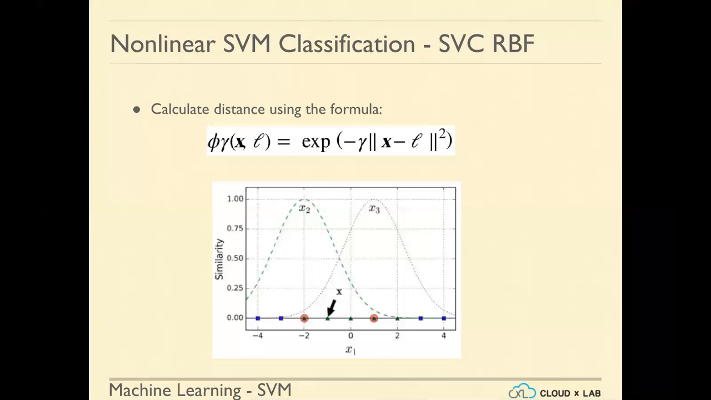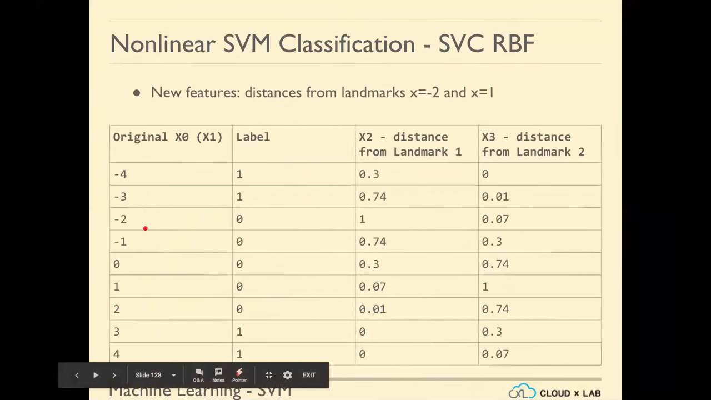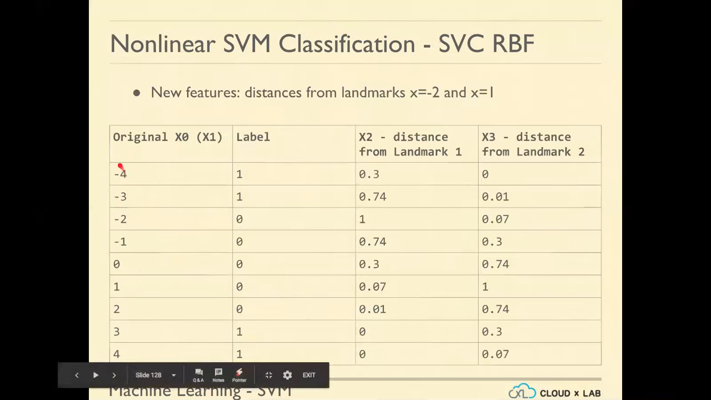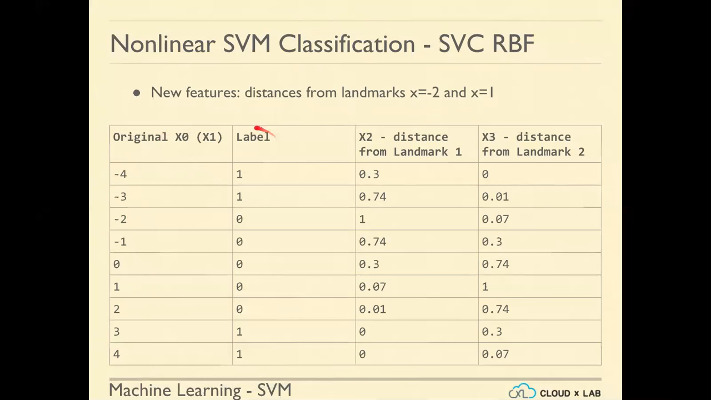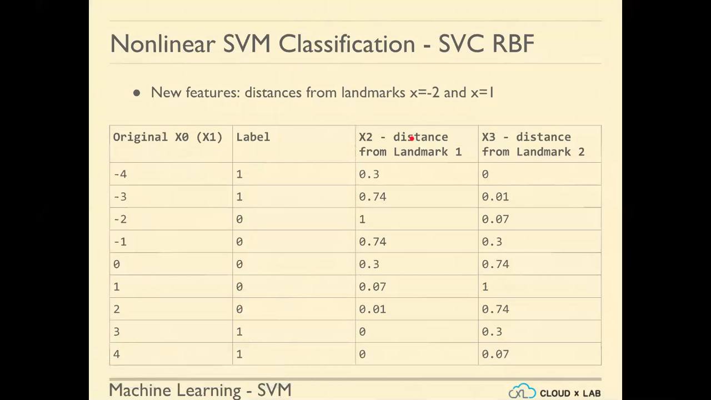Okay, so we are basically using this formula to change one column into another. I think this will be a better example. Say we have x1: -4, -3, -2, -1, 0, 1, 2, 3. This is our original data set. This is a feature called x0, and the label is this. Now we are computing x2 based on landmark 1. Landmark 1 is say -2. Now the distance is -2 minus -4, and say gamma is 0.3. That is the coefficient hyperparameter. So we are basically creating more features.